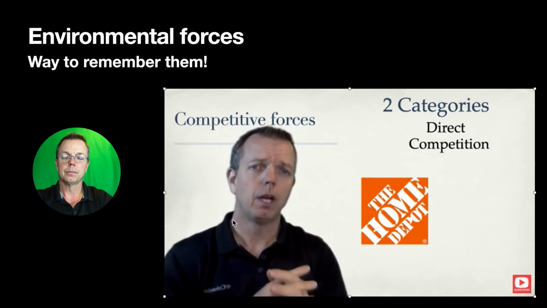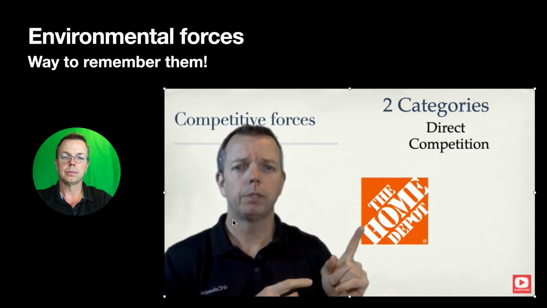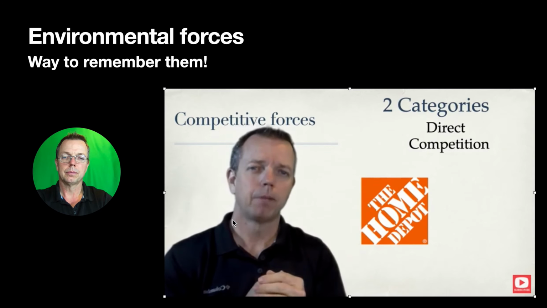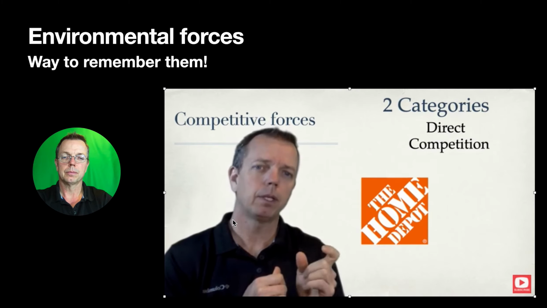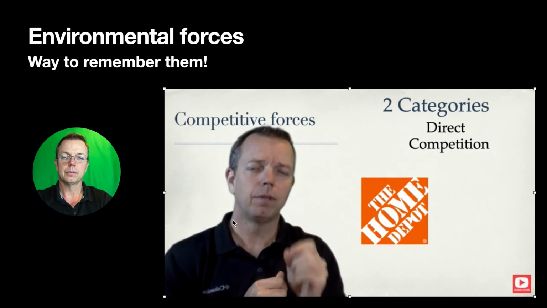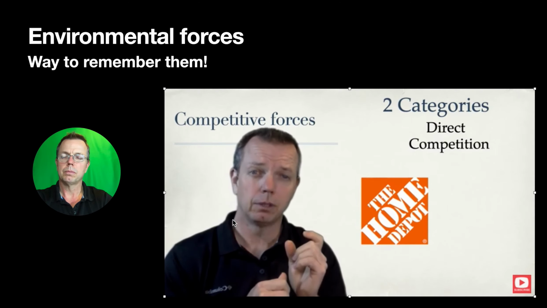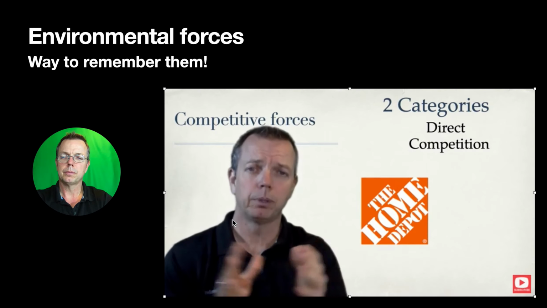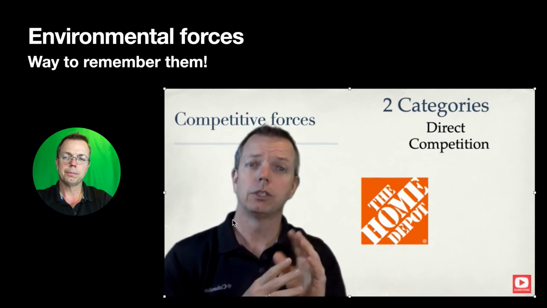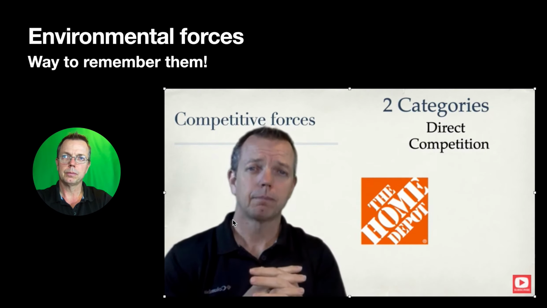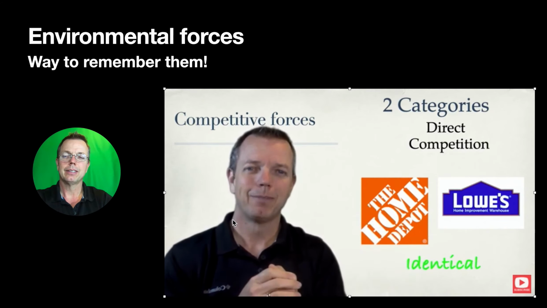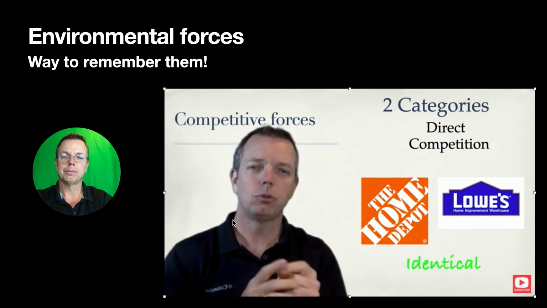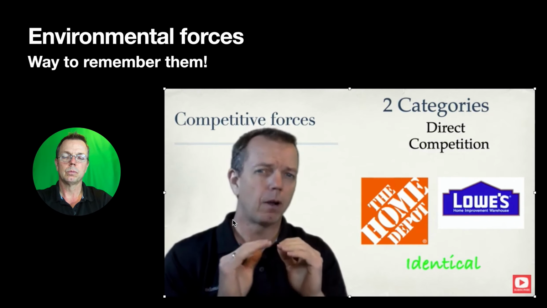So in this case, I want you to think about, who's direct competition for Home Depot? Remember, you're looking at companies that are identical. This company that I'm thinking of is very, very identical. It's almost spitting images as far as the blueprint of the store. Home Hardware? The color is just a little different. Canadian Tire? If you said Lowe's, you would be correct, right? So if you walk into these two stores, they're identical.